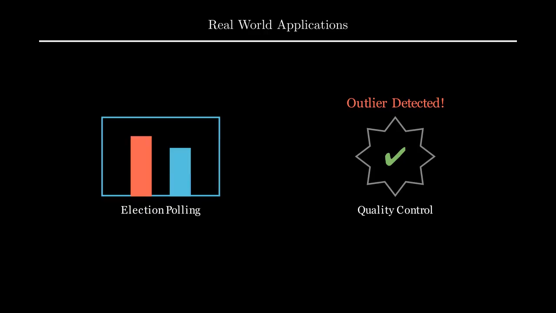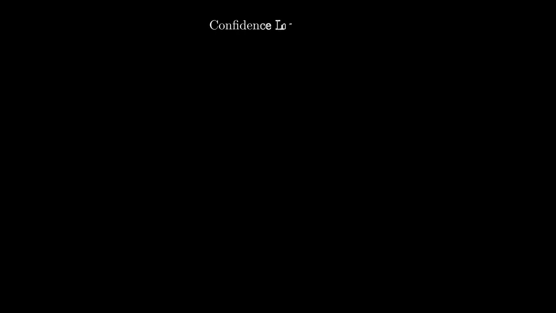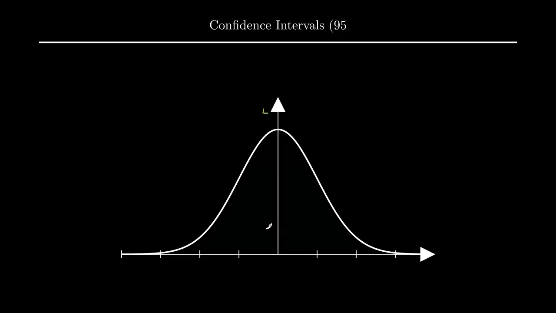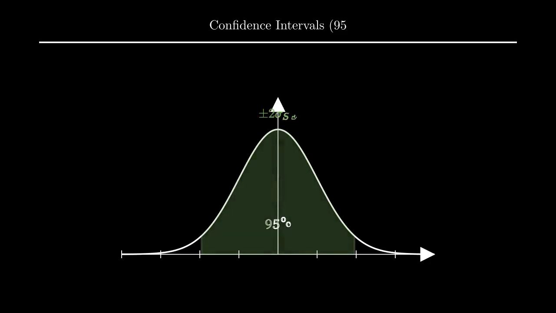Why does this matter in the real world? It's why pollsters can predict elections by talking to only 1,000 people. It's how quality control engineers at companies like Intel or Toyota know if a machine is out of alignment. If the average weight of a batch of components falls too far from the center of the bell curve, they know it's not just random noise, it's a signal that something is wrong.